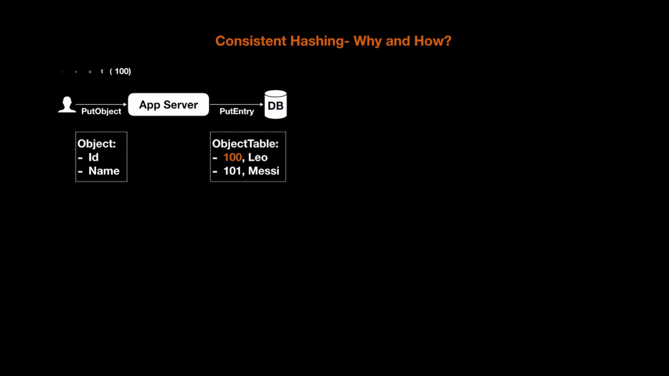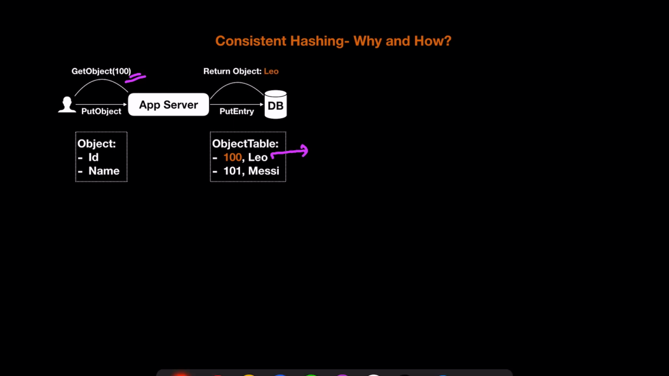Later when the customer calls us for get object, they actually provide us the key. Using that key, we look into our database. Where do we have key 100? Here, right? Then our app server makes a query to our DB server. From there, we retrieve the value and return it to our customer like this. Now this is pretty simple and works fine.